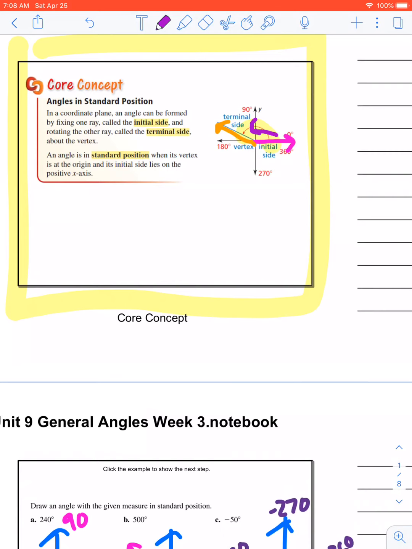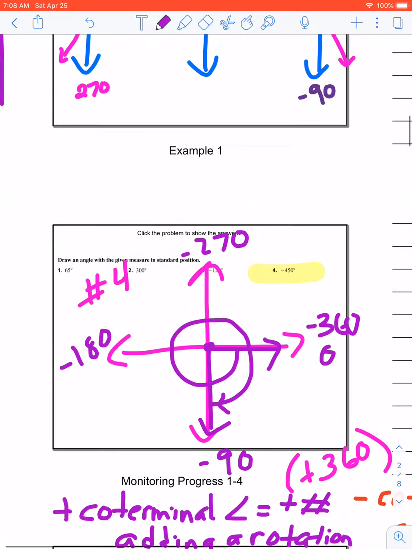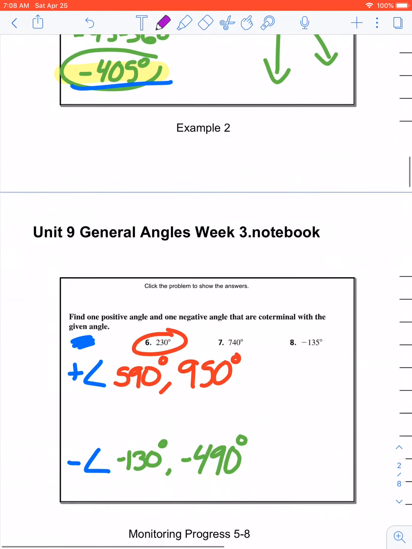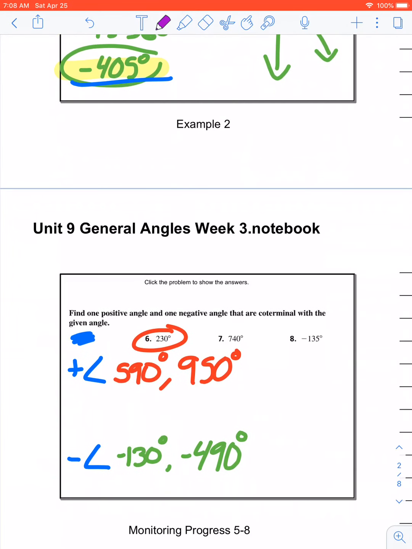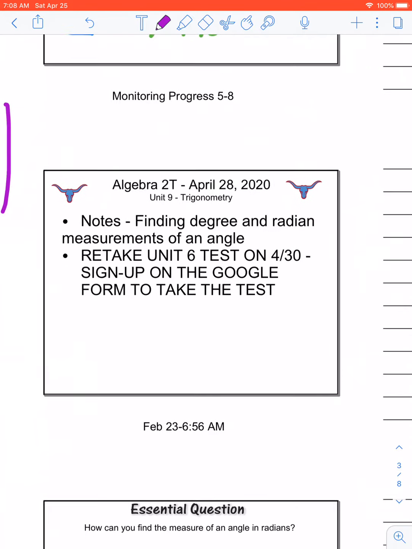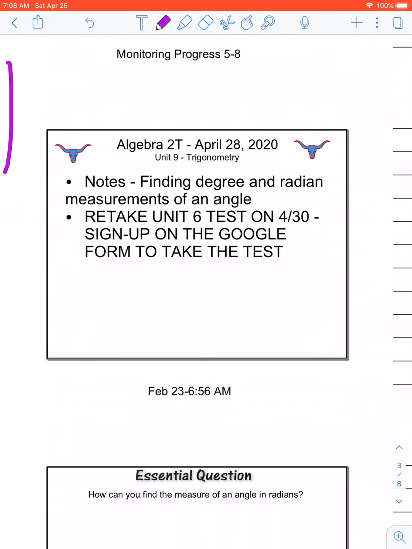And then we also talked about coterminal angles. A positive coterminal angle is adding 360 until you get a positive number. A negative coterminal angle is subtracting 360. So the terminal angle is the same on all coterminal angles, and they all have the same initial side, and the measurement is different. So what we're going to do today is find degree and radian measurement.